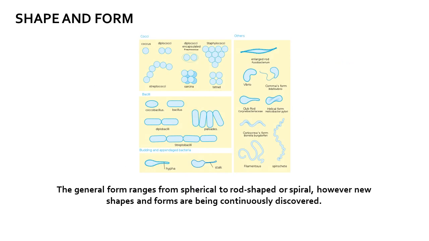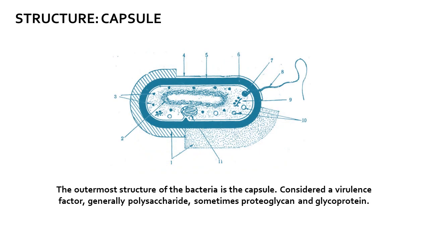The spherical bacteria are generally called cocci. Rod-shaped organisms are termed bacilli or coccobacilli. However, a whole array of other shapes have been defined, including vibrio, helical forms such as the famous Helicobacter pylori, spirochete, and filamentous. The outermost structure of the bacteria is the capsule.